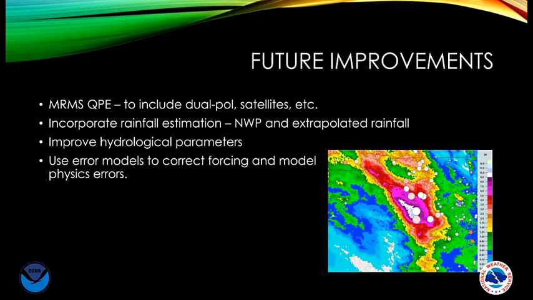Now, future improvements, you could probably see from what they want to do there. For the QPE, they want to be able to incorporate dual-pol, satellite, those types of sources. They want to incorporate rainfall estimates, actually use NWP models and extrapolate the rainfall being produced by the radars. They also want to improve some of the hydrological parameters that are used and use error models to correct for model physics errors.